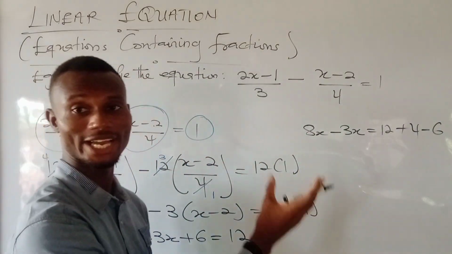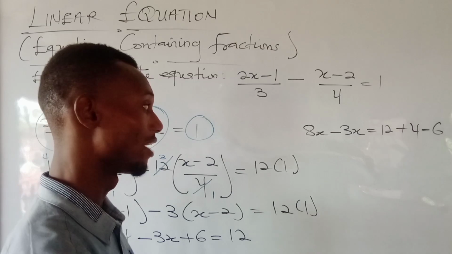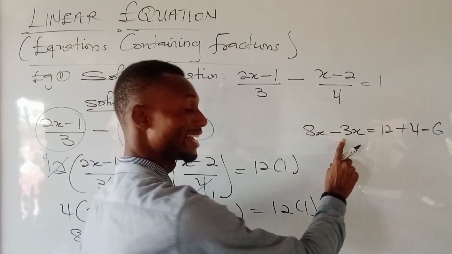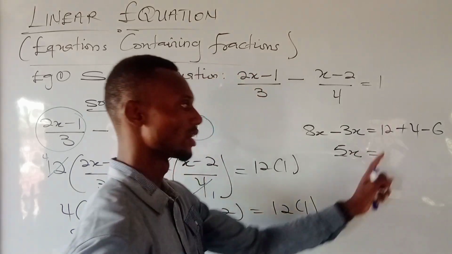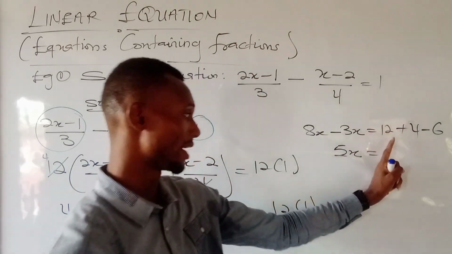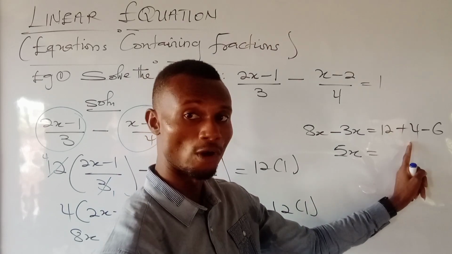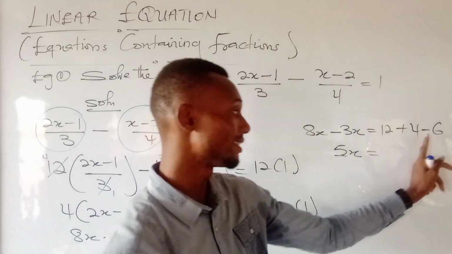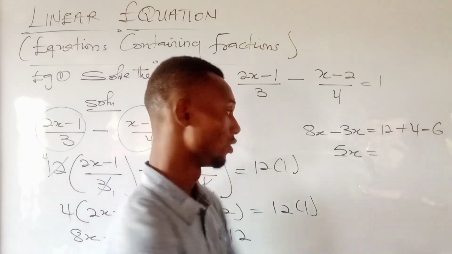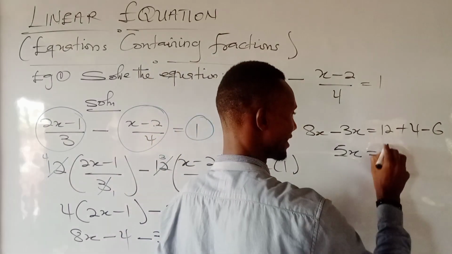Now from here we just go ahead and simplify further. 8s minus 3s gives me 5s. So 5s equals to, now don't rush it, take your time. 12 plus 4 is 16. Hope you agree with me. 12 plus 4 is 16, and 16 minus 6 gives me 10. So when I simplify this one, I get 10.